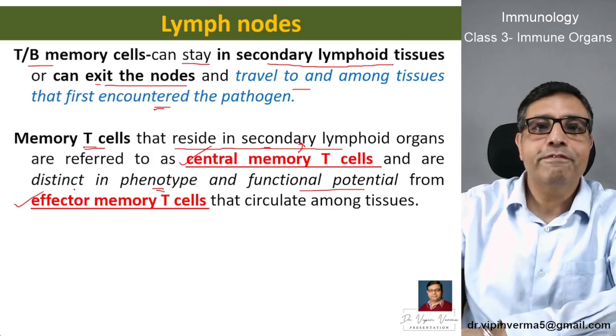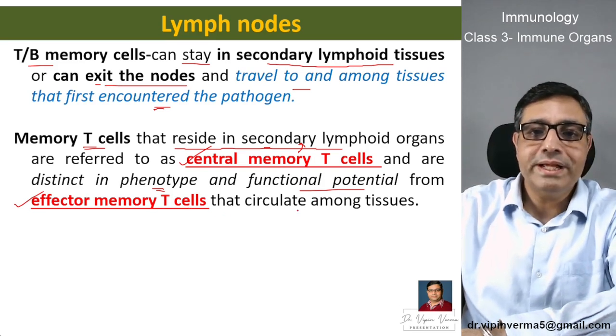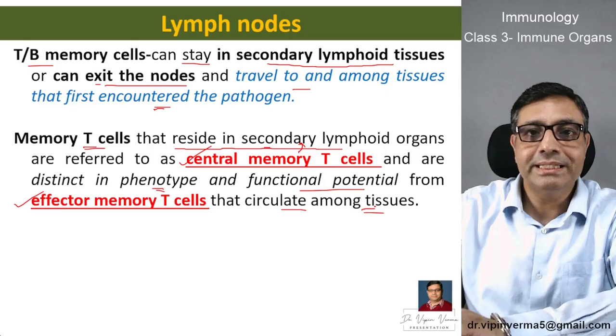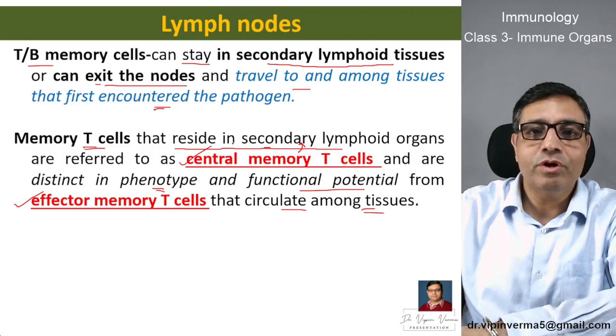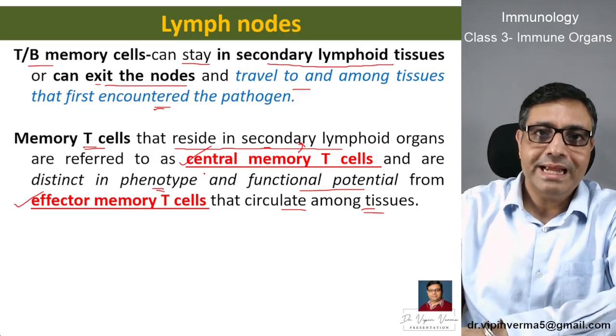Another kind of memory cells are the effector memory T cells, which circulate among the tissues. They go from one tissue to another, while some remain only in the lymph node. So these are the central, while these are the effector, because they are going to the site of the infection from tissue to tissue, looking for their respective antigens.